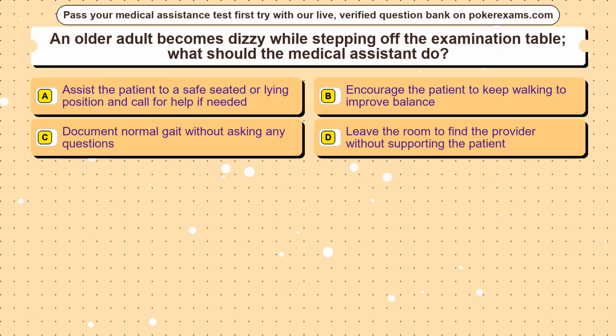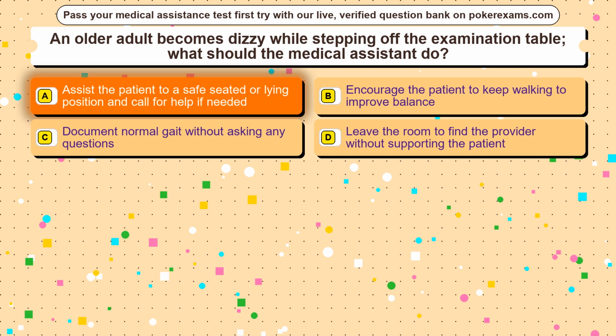Question 17. An older adult becomes dizzy while stepping off the examination table. What should the medical assistant do? Option A, assist the patient to a safe seated or lying position and call for help if needed. Option B, encourage the patient to keep walking to improve balance. Option C, document normal gait without asking any questions. Option D, leave the room to find the provider without supporting the patient.